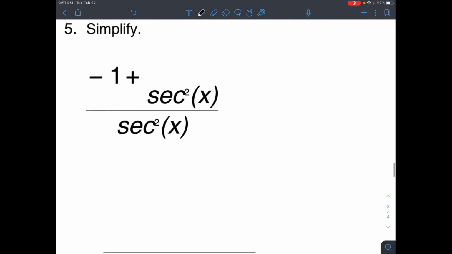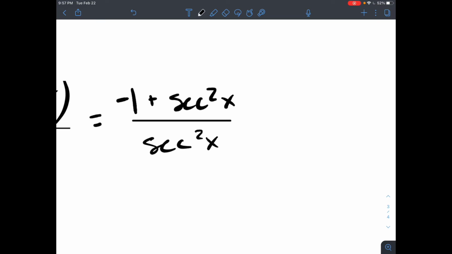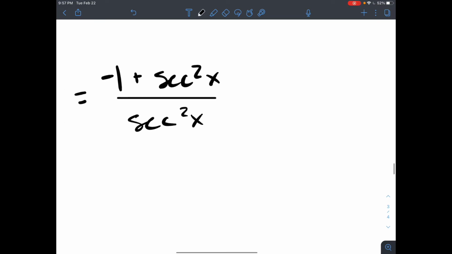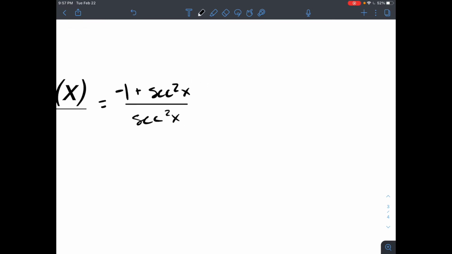So, simplifying, let's take a look at this. I'm just going to rewrite this because this is not looking very nice. Okay, so let's look at how we're going to do this. So right away in the top, I see a 1 or a negative 1 plus secant. Now, I don't remember all the Pythagorean identities off the top of my head, but I do know the first one. I do know sine squared plus cosine squared is equal to 1.